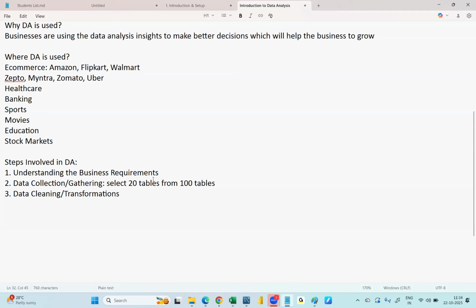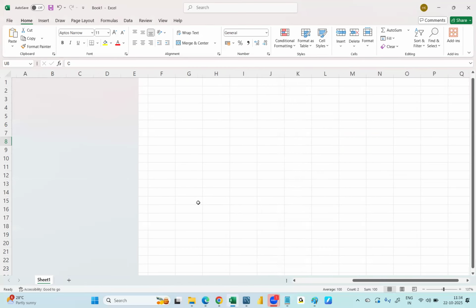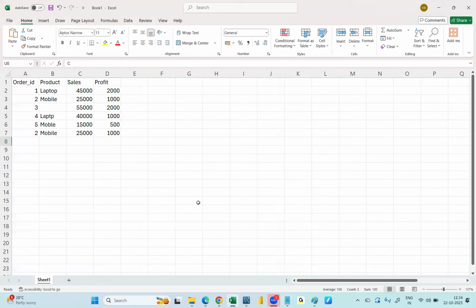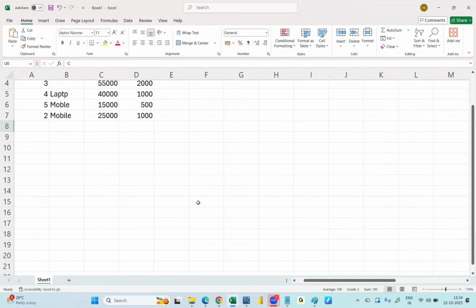I will show a simple example for you to understand what the problem is and why data cleaning is required. This is a very important step among all the five steps. This is the important step, so please carefully understand. I am showing it with an easy example. Let me consider that I have some sample data here.